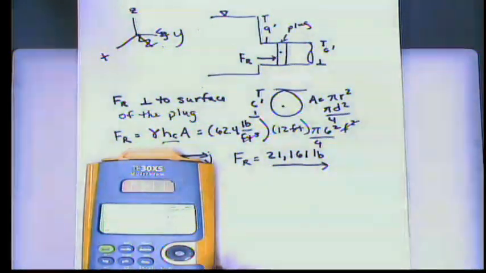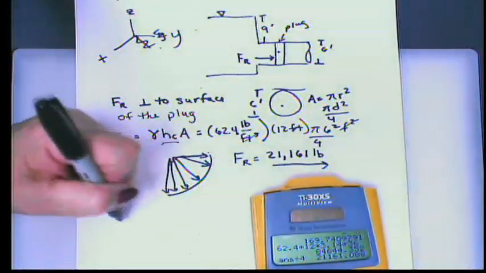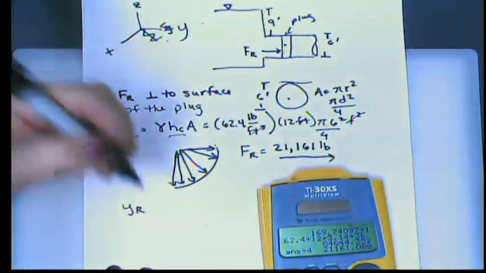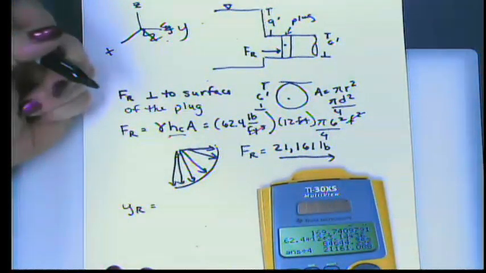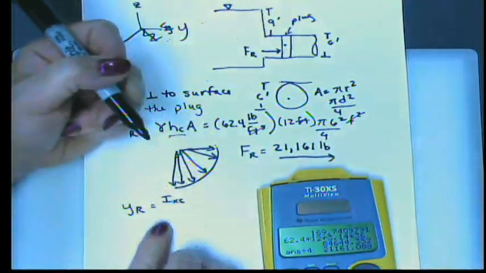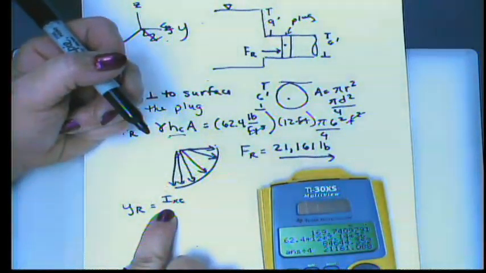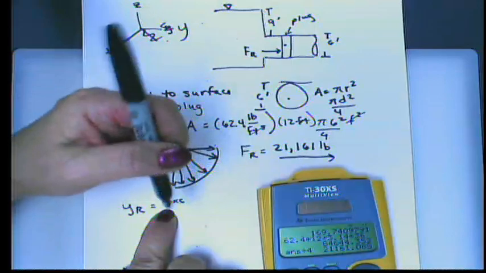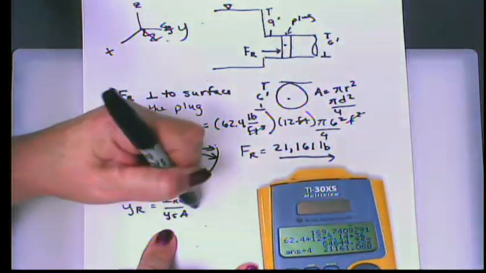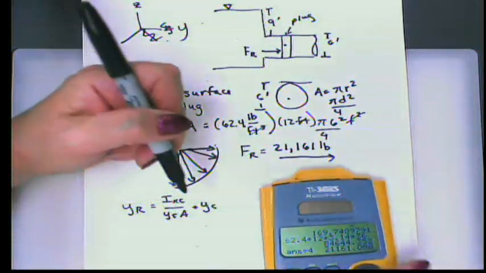All right. Now, where is it located? What is my y sub r? In other words, what's the placement? Where is that going to be? Well, from my equations, I know that that's going to equal I sub xc, moment of inertia of a circle about its centroid, divided by y sub c times A plus y sub c.